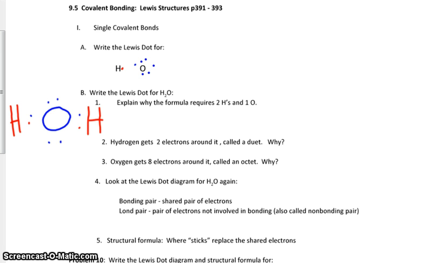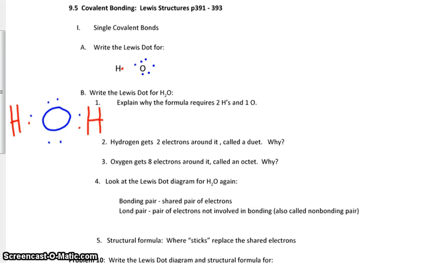And it says explain why the formula requires 2 H's and 1 O. That's the only way that oxygen is going to achieve its 8 outer electrons, like the noble gases would, and hydrogen will have 2, the way helium does. So it says hydrogen gets 2 electrons around it, called a duet. Well, duet means 2, and hydrogen only wants 2, and there are many reasons why. First of all, helium, its noble gas partner, will only have 2 electrons. The only shell available for hydrogen is the 1s shell, which can only hold 2 electrons.